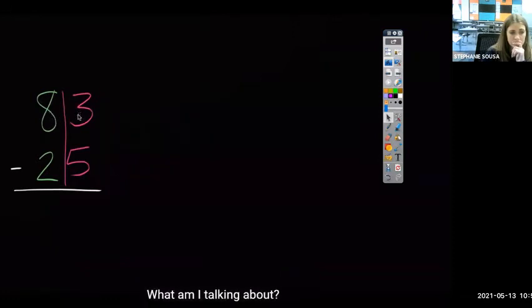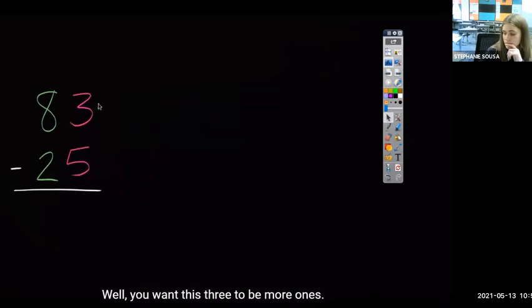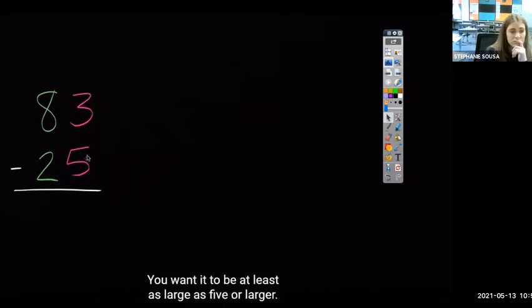What am I talking about? I'm going to do it 3 different ways so you really hopefully understand what's going on. Well, you want this 3 to be more ones. You want it to be at least as large as 5 or larger. So how do you do that?